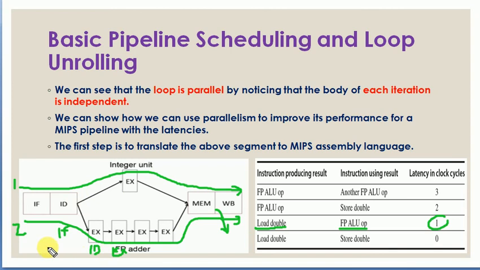Similarly, after that it expects a result from the load, so only after the memory stage. So after 4 stages, 1, 2, 3, 4, it will actually expect the result of this memory. So at that time there will be a delay of 1 clock cycle here. So normally if there is a load double and an FP-ALU operation, there will be a latency of 1 clock cycle.